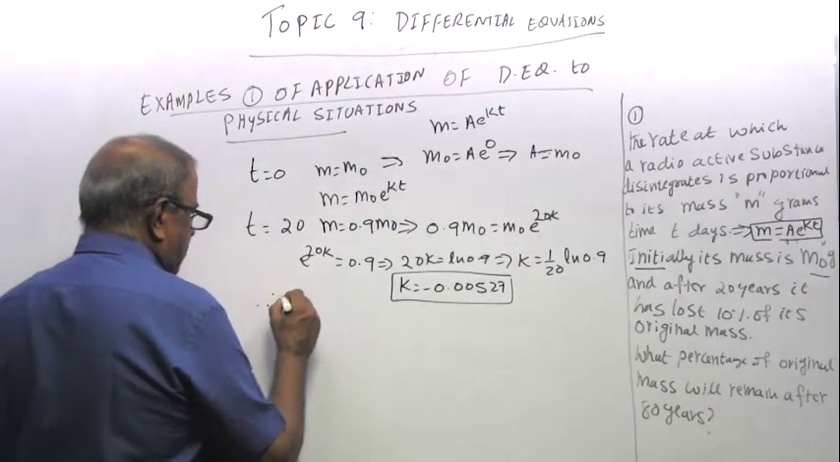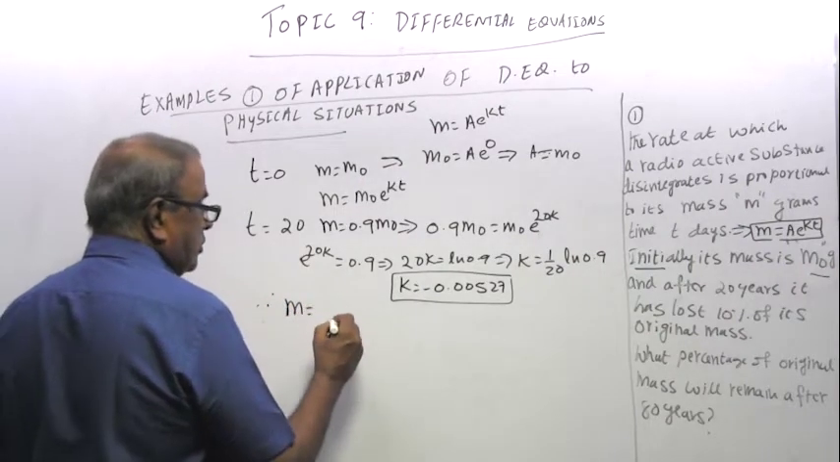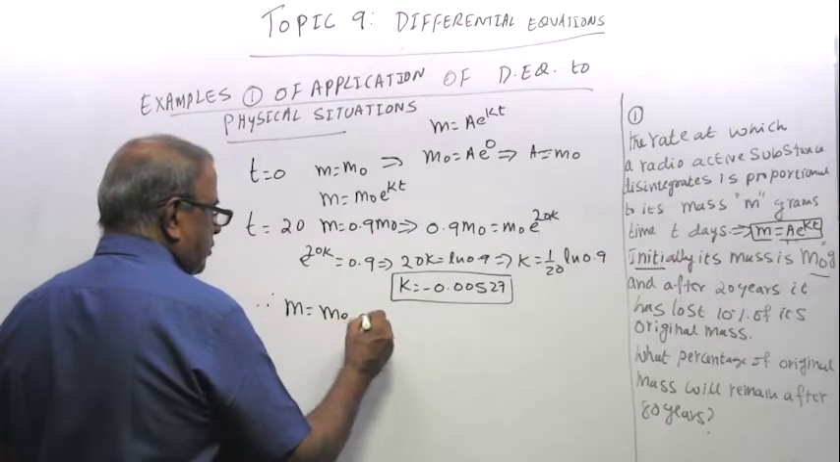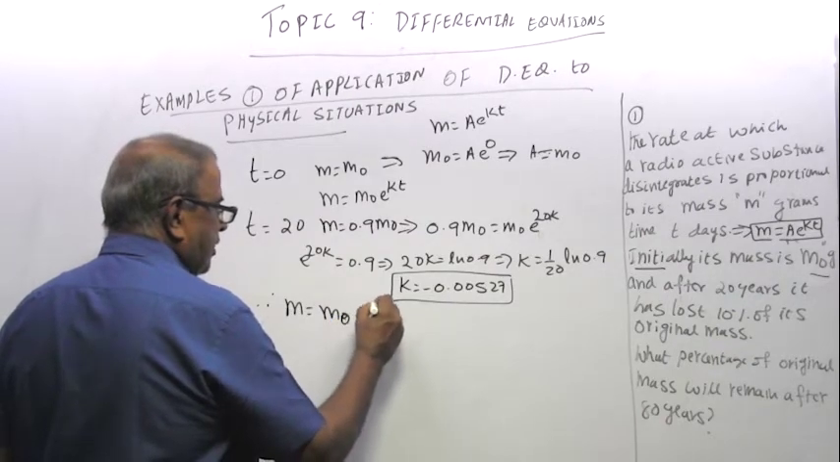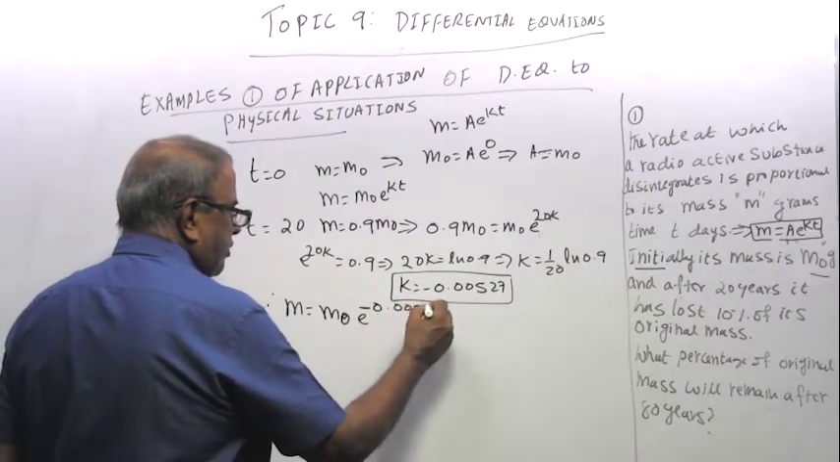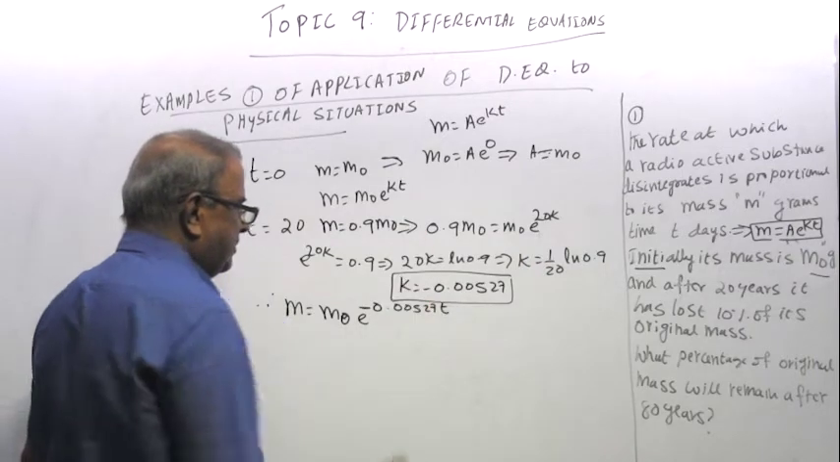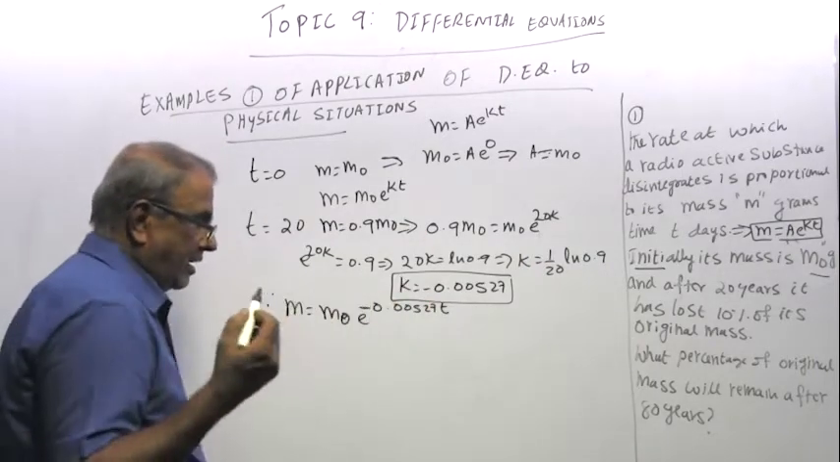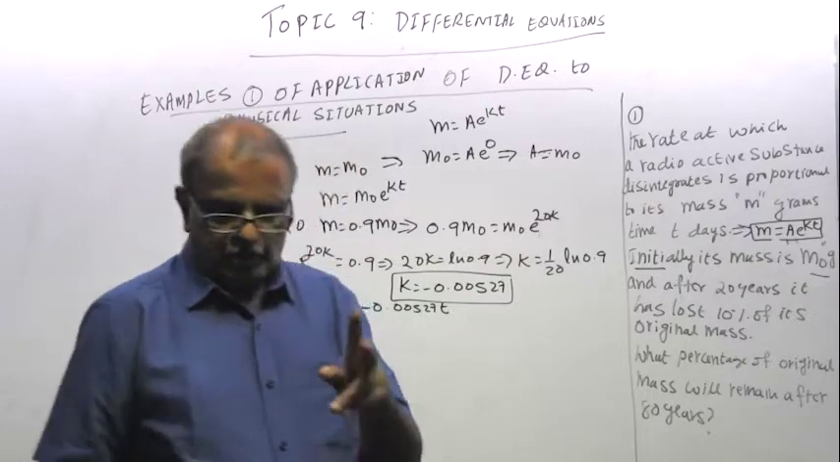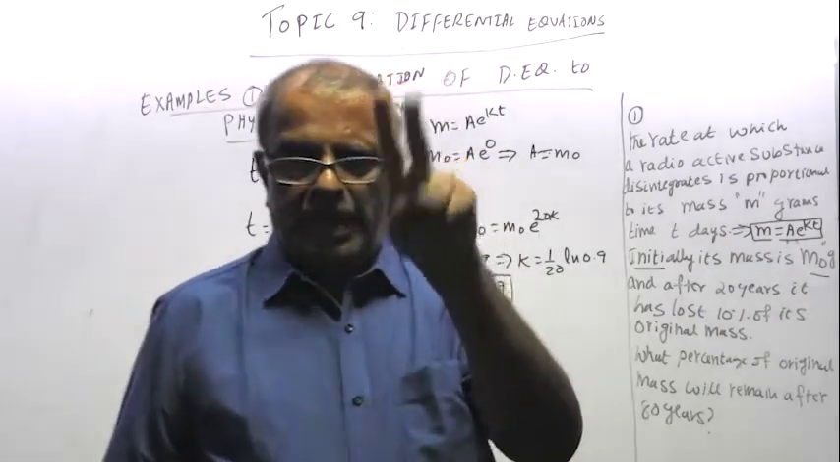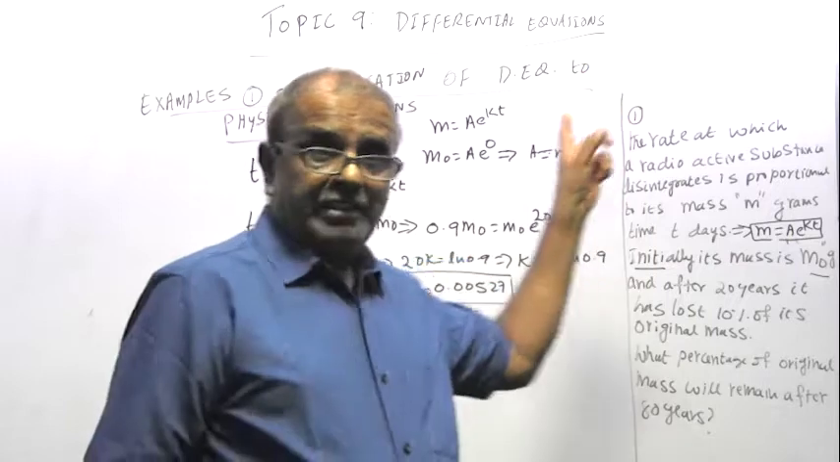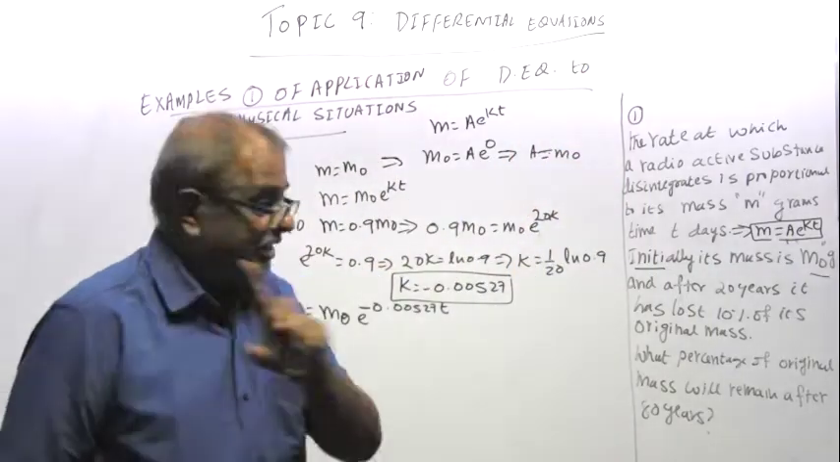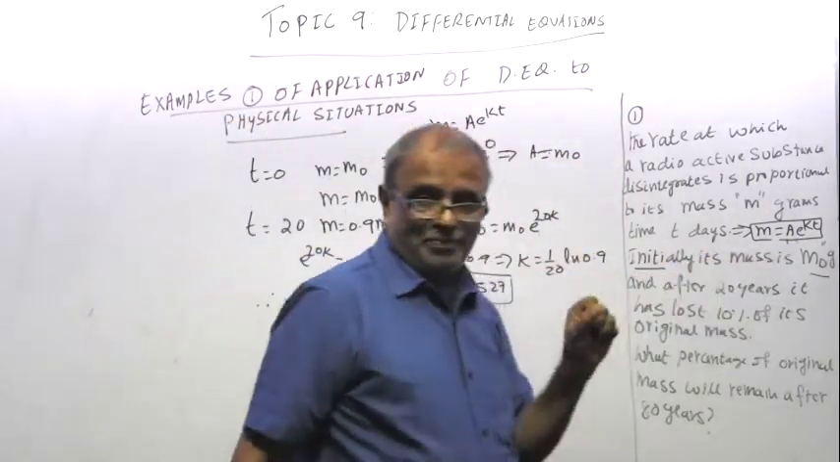So therefore, your final solution is m equal to m naught e to the power minus 0.00527 t. Remember, when you finish solving, you should have only two unknowns, m and t. But sir, there is an unknown m naught. M naught is not an unknown. It's a value given to you.